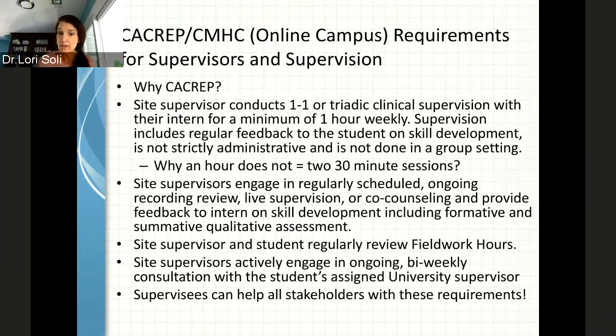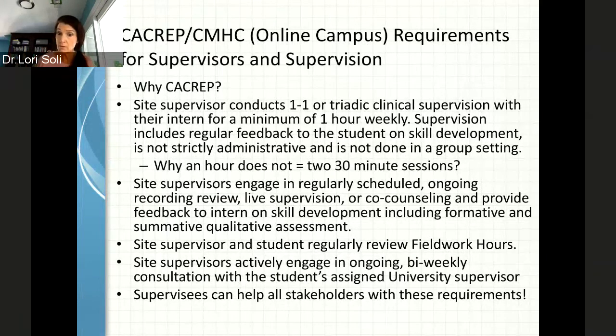The site supervisor and the student regularly review fieldwork hours. Site supervisors actively engage in ongoing biweekly consultation with the student's assigned university supervisor. Let me just take a second for those of you who are students. Our definition of a university supervisor is the person who is teaching the course for each of your internship courses. So, for example, right now, Dr. Crowley is teaching internship 2. She is not only the instructor for that class, she's also the university supervisor for that class.